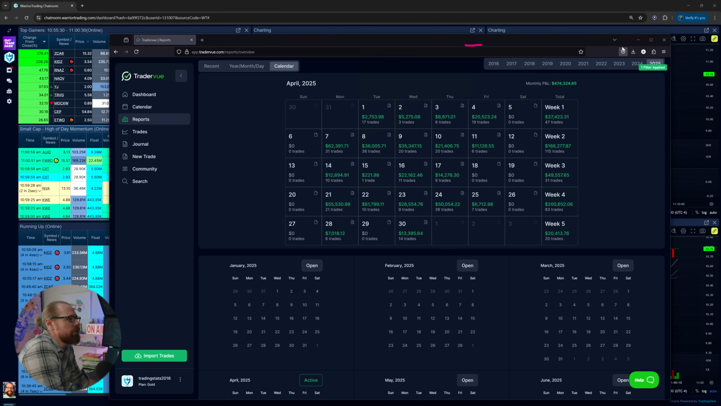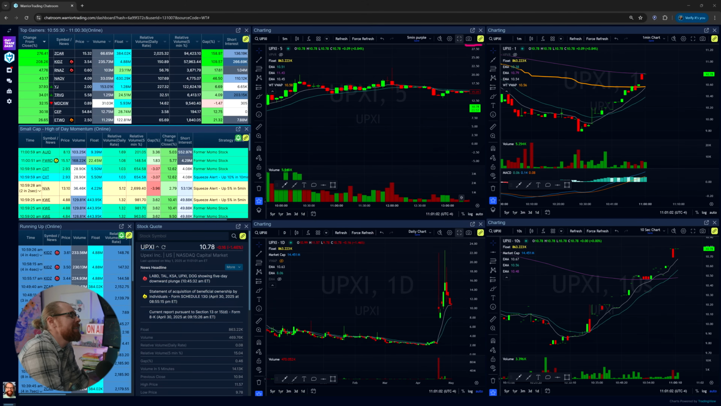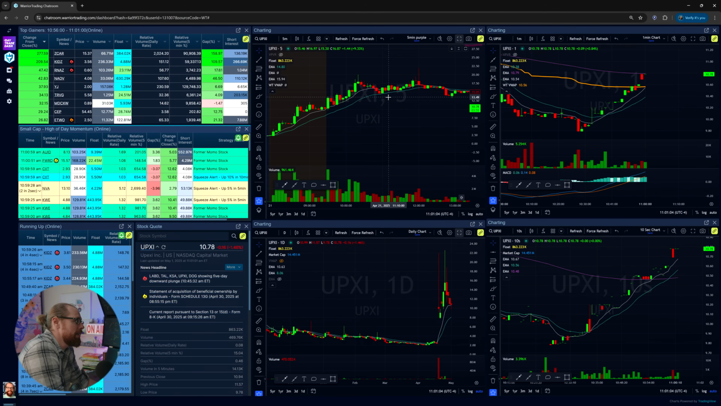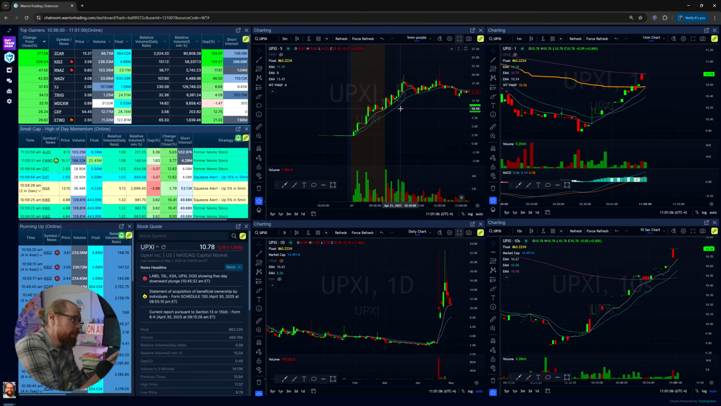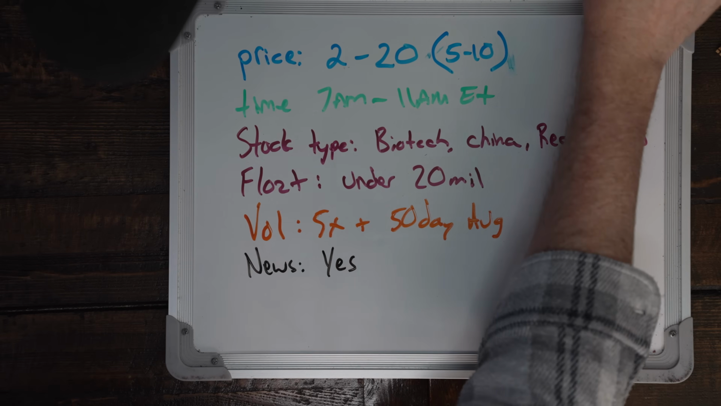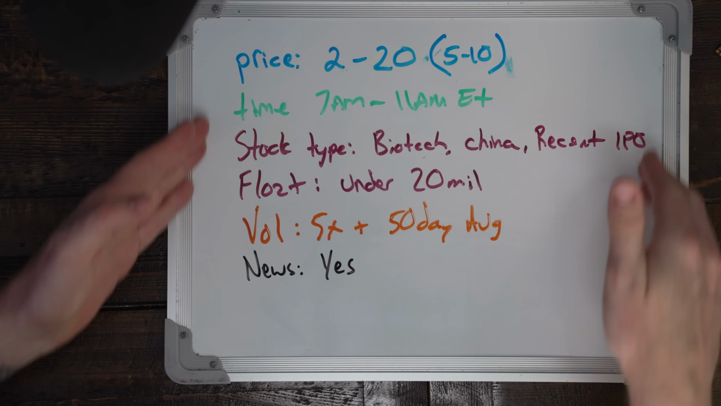But remember, every day you're doing one of two things. You're either leaving money on the table or giving back profit. And I'd rather leave a little money on the table, but know that I'm walking away with profit in my pocket. So as part of my strategy, these are the stocks I'm going to trade.